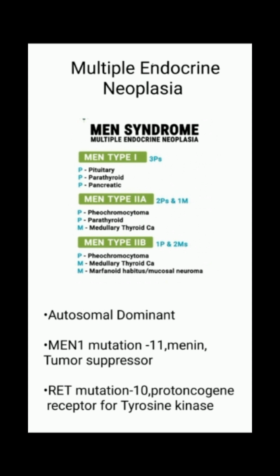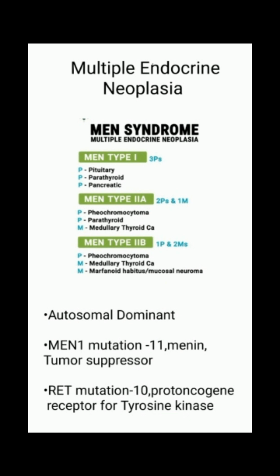MEN type 2A can present with pheochromocytomas, which include the symptoms of increased catecholamines that include increase in anxiety and increase in sweating, increased blood pressure, whereas medullary thyroid carcinomas are the neoplasm of the parafollicular C cells and that secrete calcitonin. And then we come to MEN type 2B, which includes the mucosal neuromas.